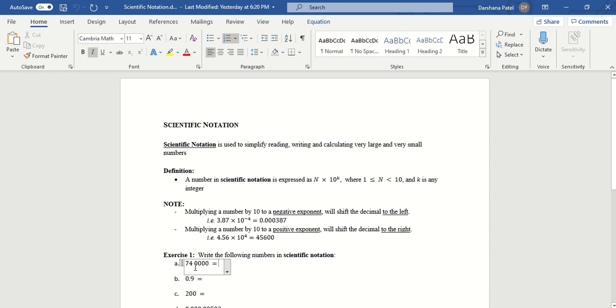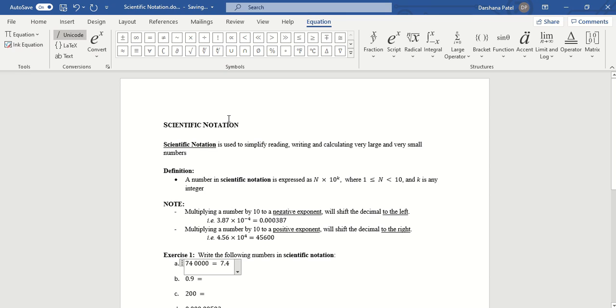How do I know where to stop? We need to stop where we hit a number between 1 and 10. So if I move it 4 places, I am only at 74. It's not between 1 and 10. So one more will take me to 7.4 times 10 to the power of 5.